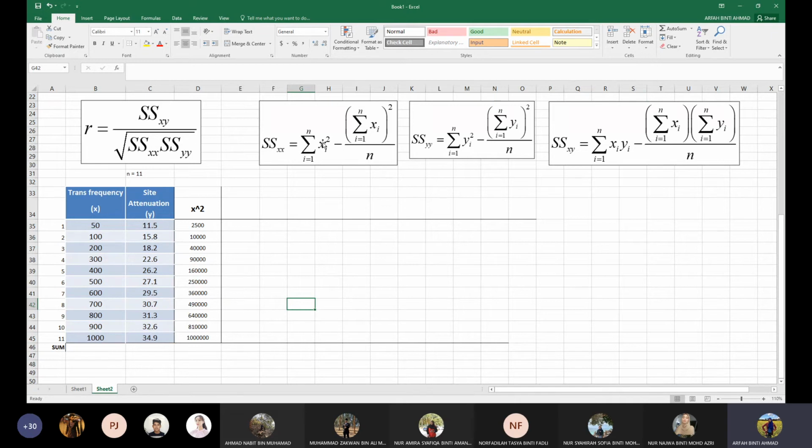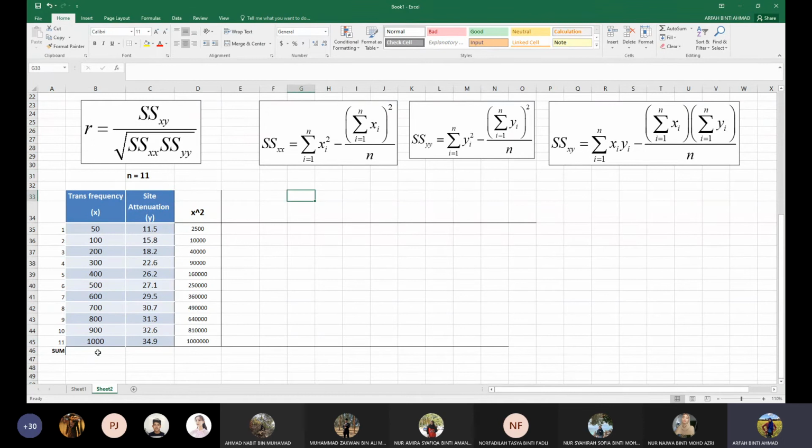Tengok formula dia, SSX, dia ada summation. That mean total bagi XI kuasa 2. Tolakkan dengan summation bagi X kuasa 2 bagikan dengan N. So kita dah dapat N sama dengan 11. This one. Okay. N sama dengan 11. So sum, dekat sini tekan sama dengan SUM. Ambil sum, kita nak jumlahkan. So you select data untuk X. B35 sampai B45. That one. Okay. Tutup kurungan dan tekan enter. So you akan dapat dia punya summation. So kita nak ambil sum bagi X kuasa 2, sum bagi Y kuasa 2 and so on.